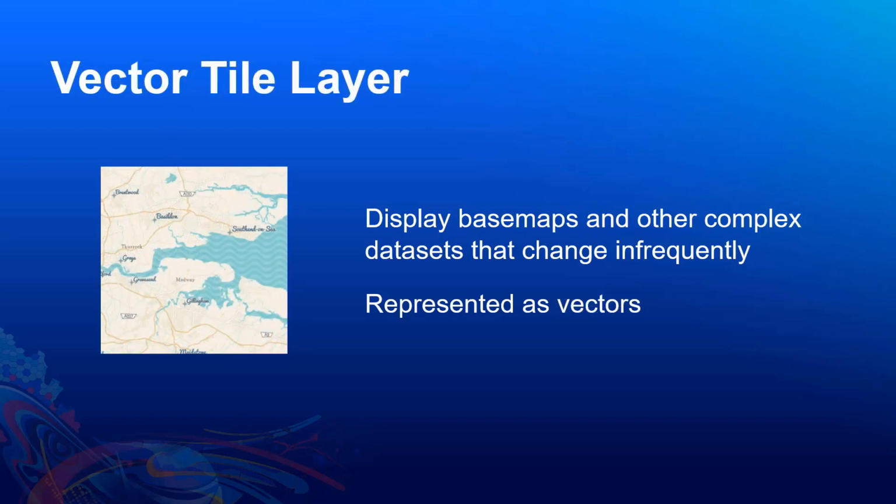And then there's the vector tile layer, which again can display base maps and other complex data sets that are changing infrequently. But here, instead of being represented as images, they are being represented as vectors. So again, you can think of those points, lines, and polygons. And storing a vector representation of the data allows the vector tile layer to adapt to the resolution of the display device and be restyled for multiple users.